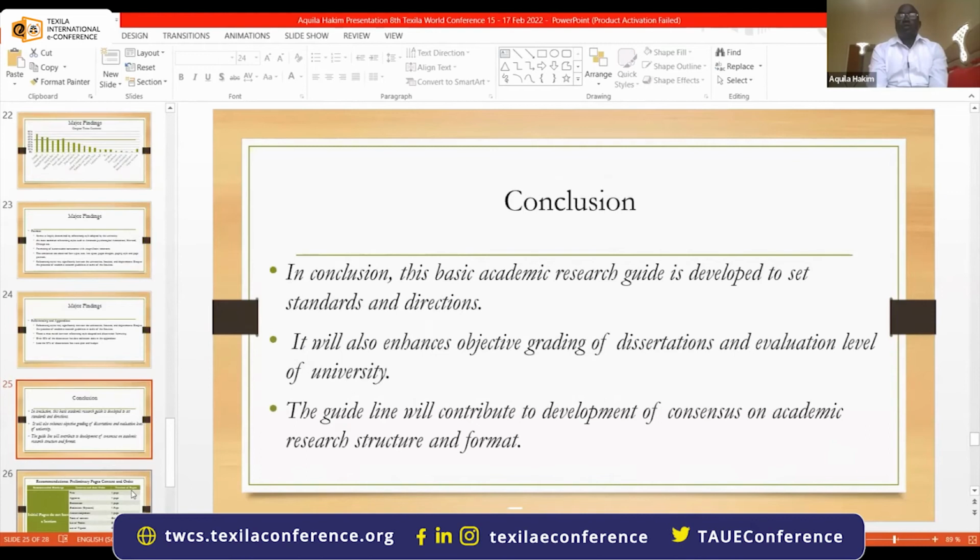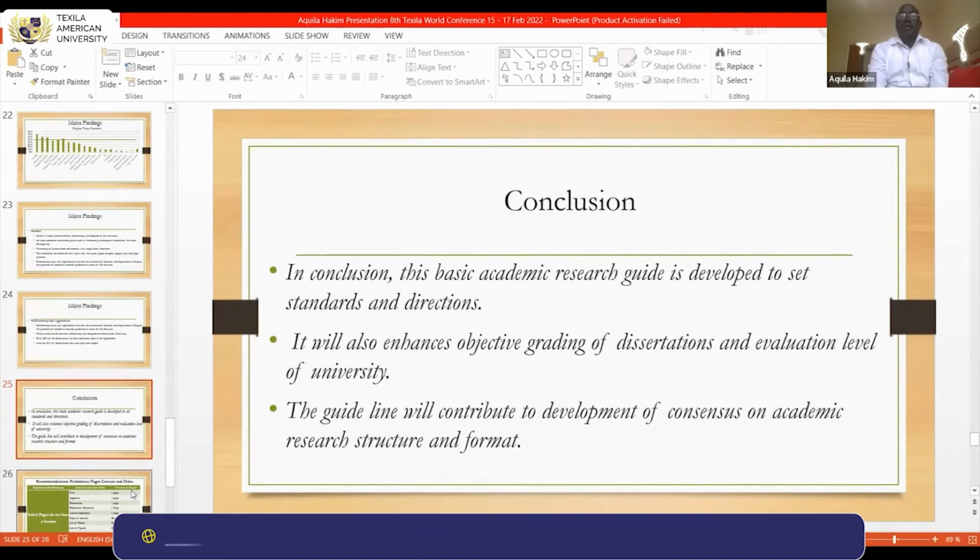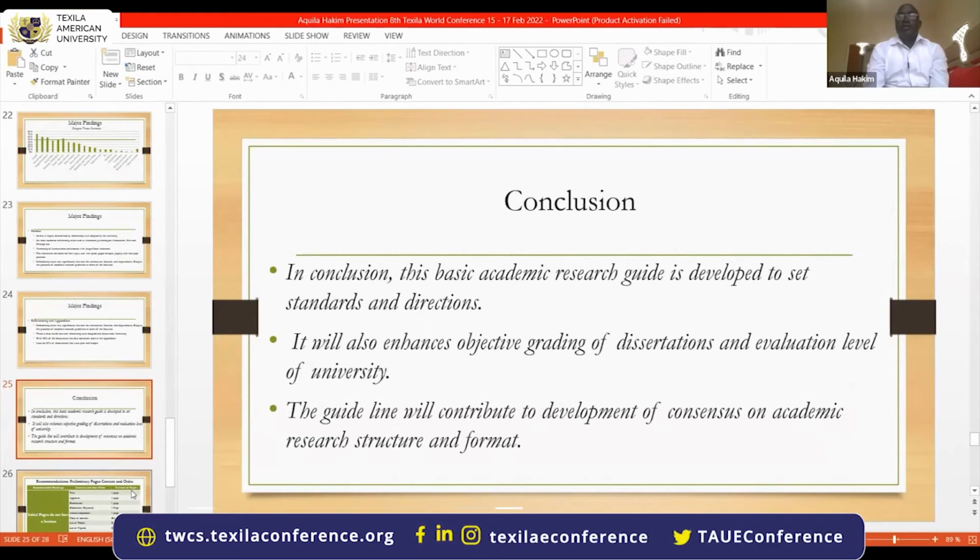In conclusion, this basic academic research guide is to develop and set a standard and directions, and it will also enhance the objective guiding grading of dissertation and enhance level of university. The guideline will contribute to development of consensus on academic research structure and format.